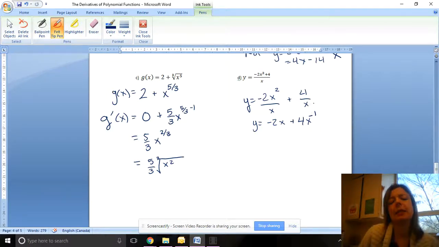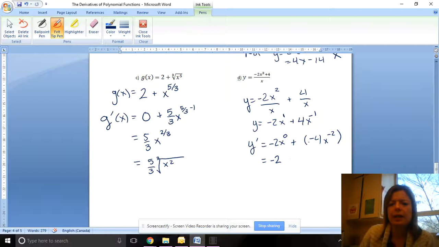Okay, remember that 1 over x can be written as x to the negative 1. So now we can take this derivative. So this has a little imaginary 1 there. So 1 comes down to be minus 2x to the power 0, and then plus, right, negative 4x, and then minus 1 is negative 2. So x to the power 0 is just 1, so this becomes just negative 2. And then we have subtract 4 over x squared, because x to the negative 2 is the same as 1 over x squared. So that is our derivative.